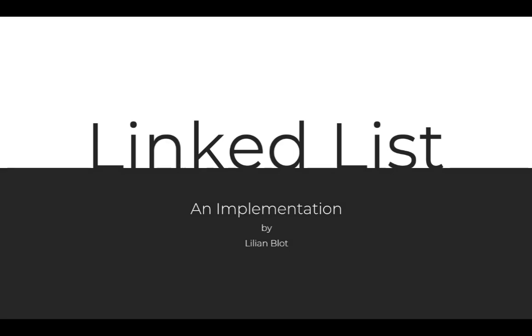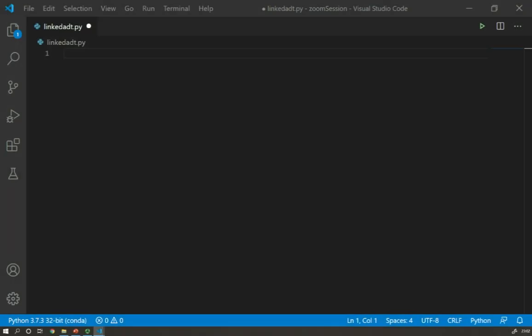In this video, I will show an implementation of a linked list in Python 3. To be able to implement a linked list, the first thing I need to do is to create a node. So let's define a class linked node.